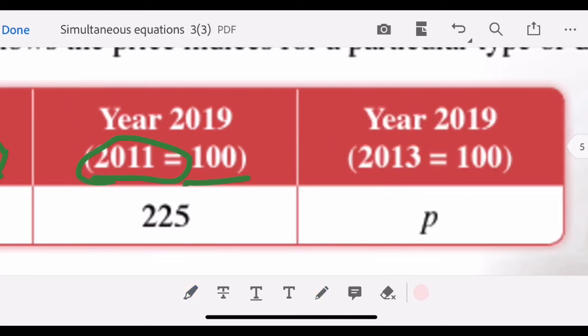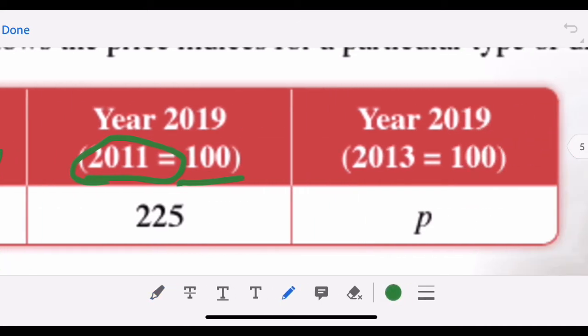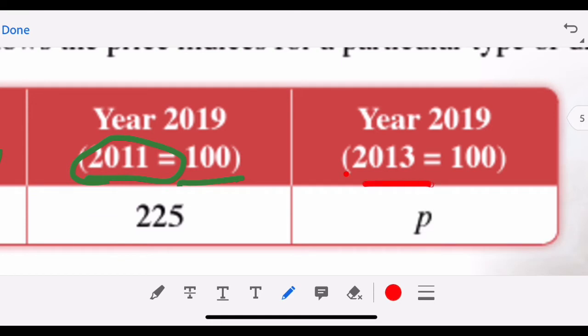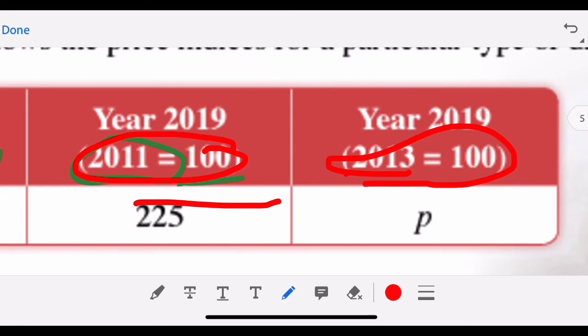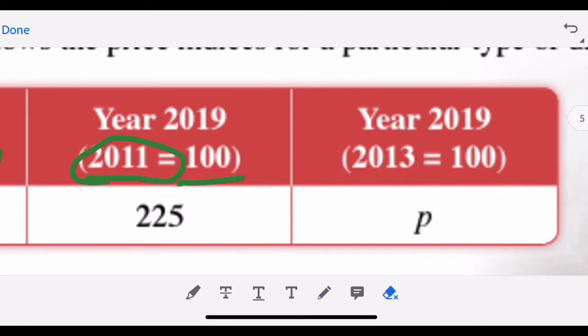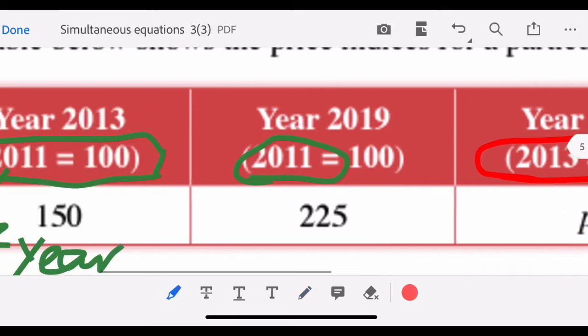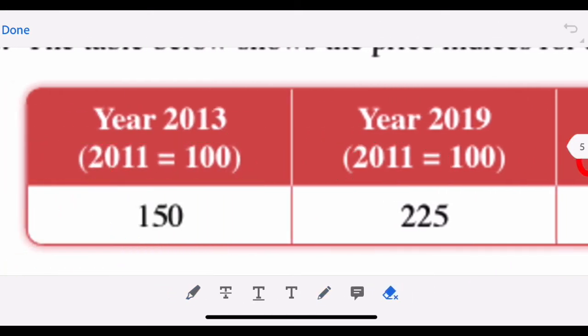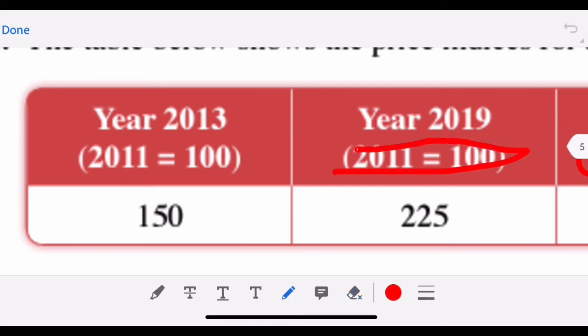So when you see this, they are indicating equal to 100, meaning that they are going to tell you this is the base year. Okay, this is the base year, this is the base year, and then we try to identify the base year. Okay, so we have the base year already, so I'm going to use a red color for the base year. Okay, let me highlight.